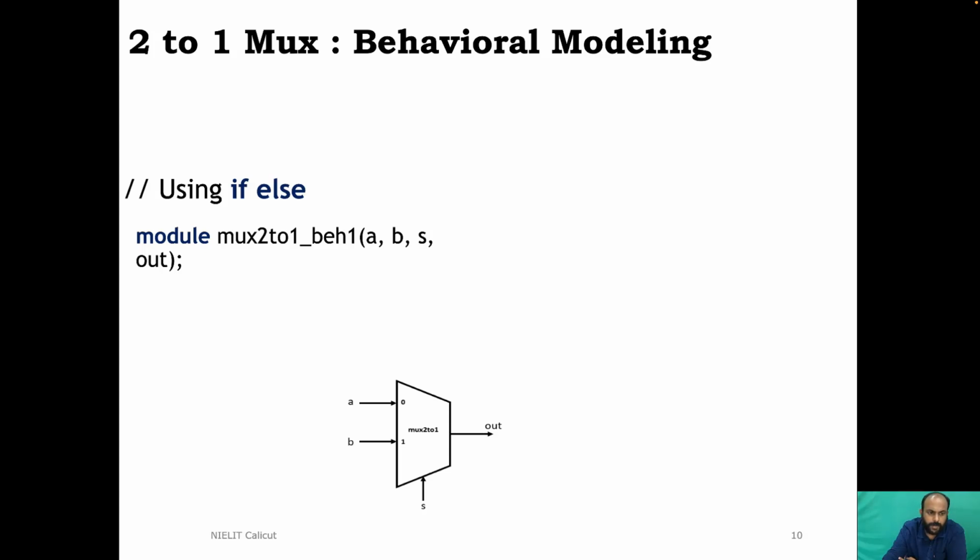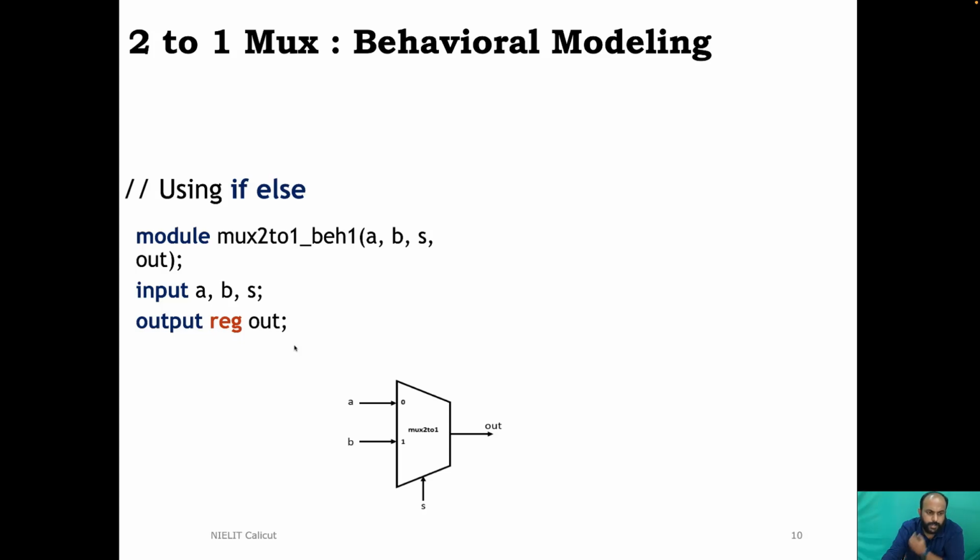So while using if-else, we have to write the module name, the list of all terminal ports as normal, and declare the ports, declare the output port. One important difference you please notice here: earlier I had written output out. Here I have added a word reg, which is a keyword. I will tell you the reason for that. Please keep it in mind.